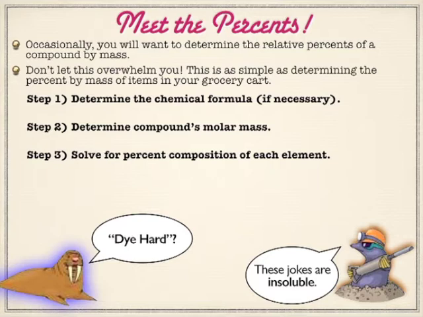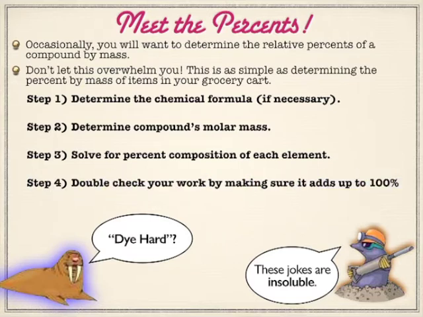So again, if you have a 100 gram molar mass and something's 40 grams of that, that's 40%. So it's pretty straightforward. Then you can double check and make sure your work adds up to 100%. Now that's not going to catch all your mistakes. If you write the wrong formula, then you will find the right percent composition of the wrong formula. So double checking your work is always handy, but it isn't going to catch every mistake that you make.